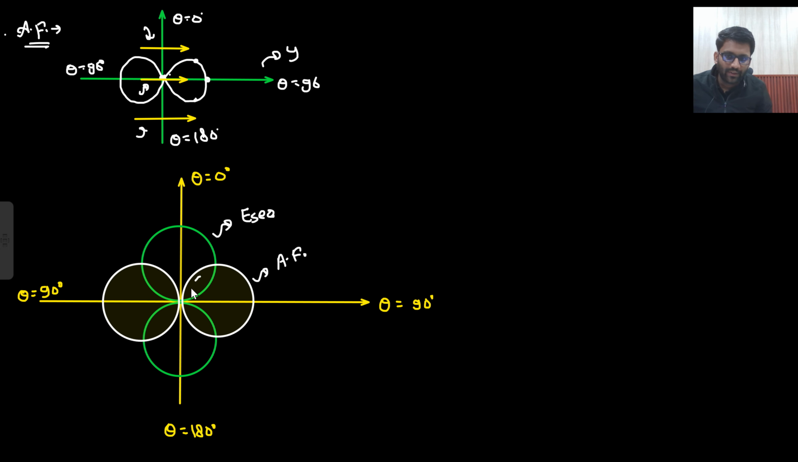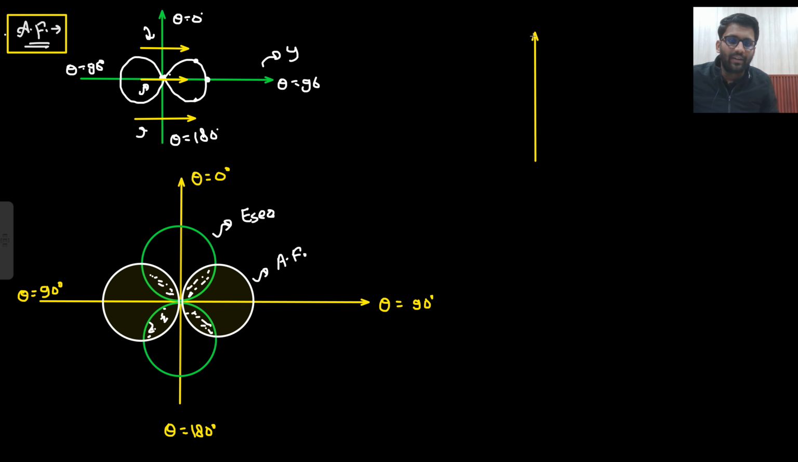So now if I take the common area, what will be the common area? This will be the common area. Or let me make it better. Here I can show it like this. This will be the common area. Here this will be the common area. And this will be the common area. So this was the radiation pattern for array factor.